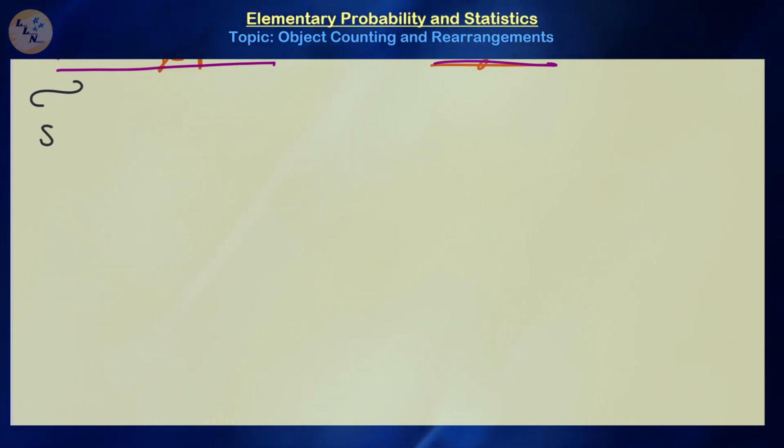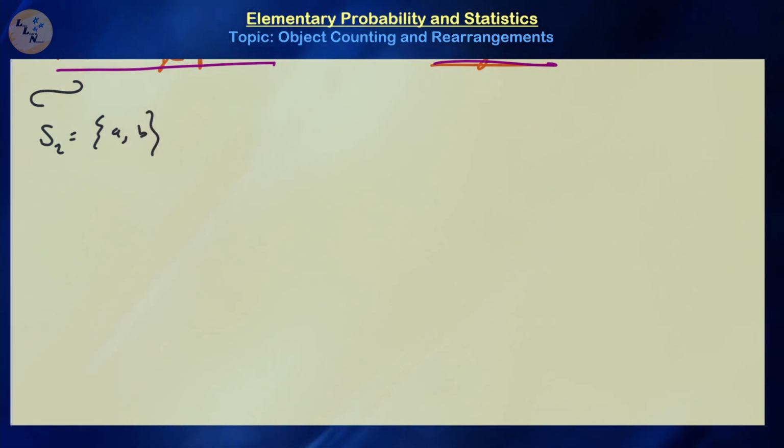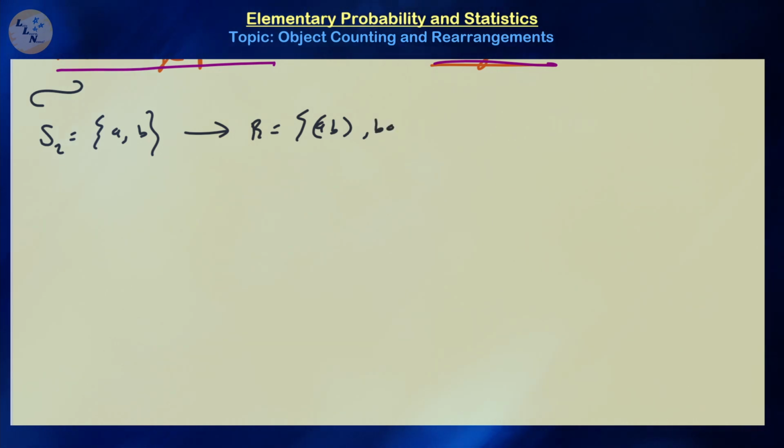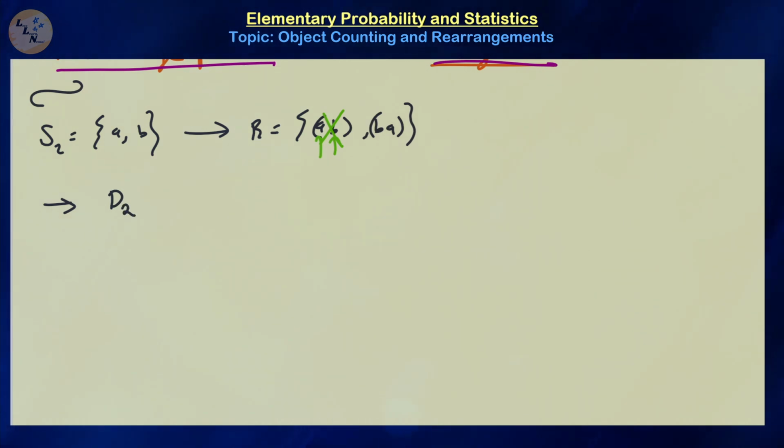So let's assume we have a set of 2 objects, A and B. How many rearrangements of objects A, B are there? Well, the rearrangements are of course A, B, and B, A. So these are all the rearrangements. But keep in mind the derangements do not allow A to be in position 1 and B to be in position 2. Therefore, that needs to be discarded. So the number of derangements of 2 objects is equal to 1.